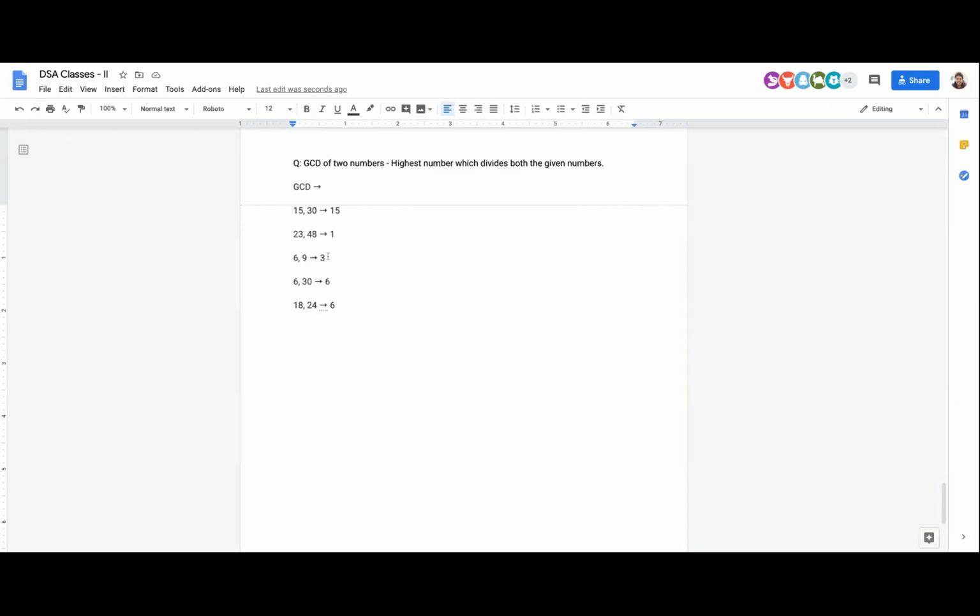Now, if this is given to you, what you need to do is write a function which will help you calculate the GCD of the given two numbers. Then how will we do it? So let's try to come up with a strategy for these questions.